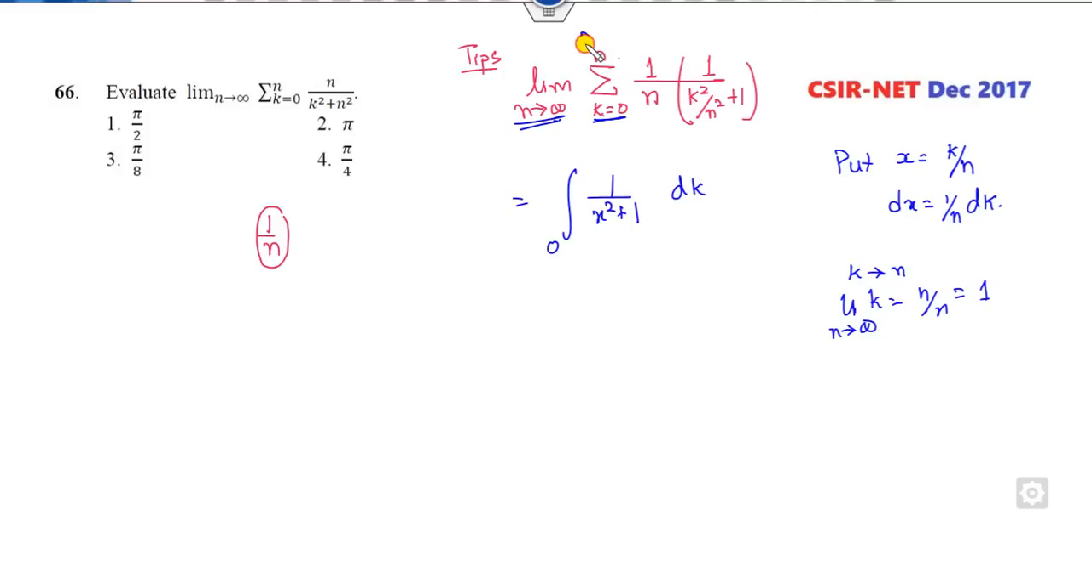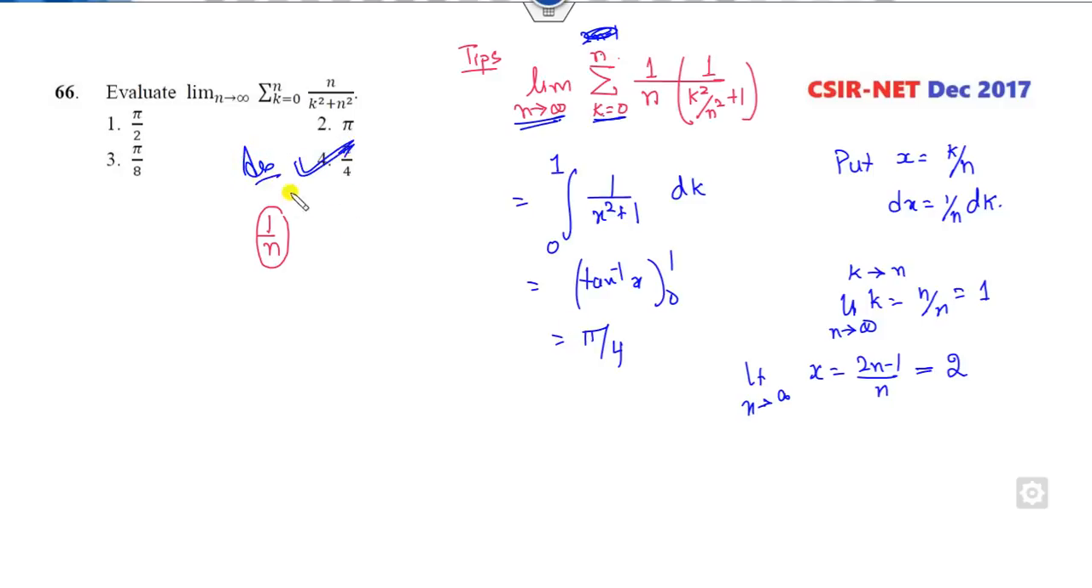For example, if this is 2n minus 1, then as n approaches infinity, it will be 2. But here this is n only, so it is 1. So what is the integration of this? Tan inverse, that is pi by 4, is the right answer. Remember, always write in terms of 1 by n.